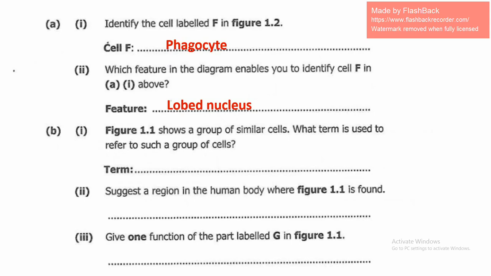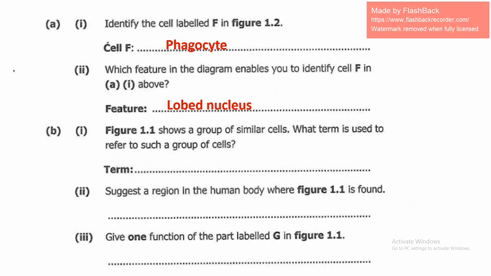Okay, a phagocyte has a lobed nucleus, then a lymphocyte has a large nucleus, which makes it easy for it to produce antibodies and antitoxins. Then question B, number 1, that's saying figure 1.1 shows a group of similar cells. What term is used to refer to such a group of cells?